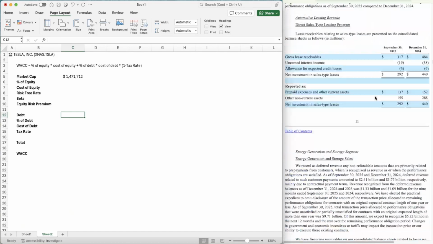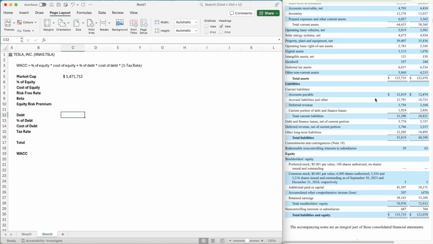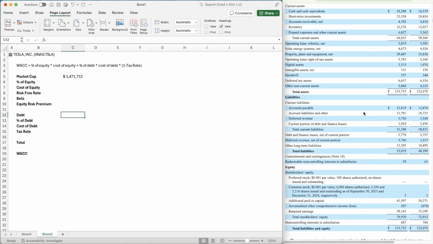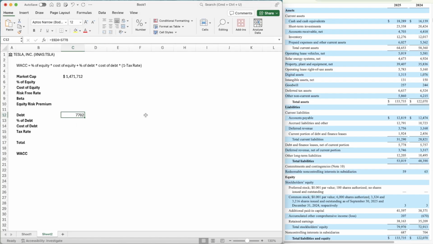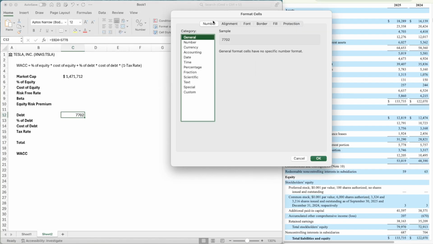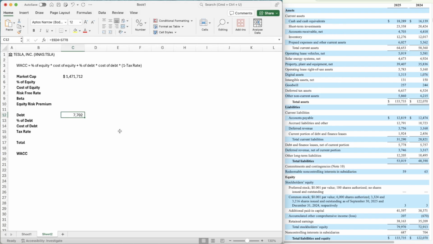So here's the balance sheet. The debt is, where is it? 1924 plus 5778. So Tesla has about just 7.7 billion in debt. So it's very small in comparison to the equity portion.